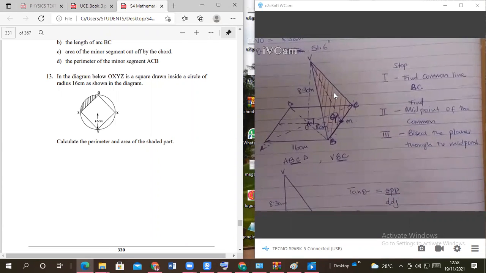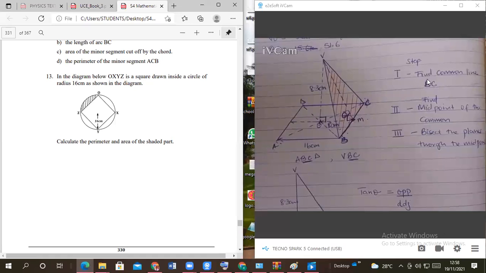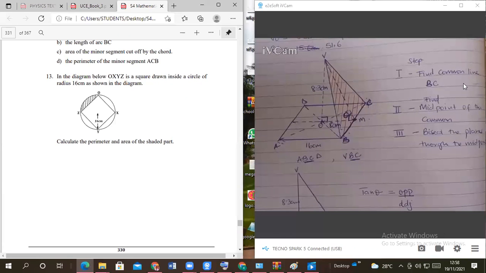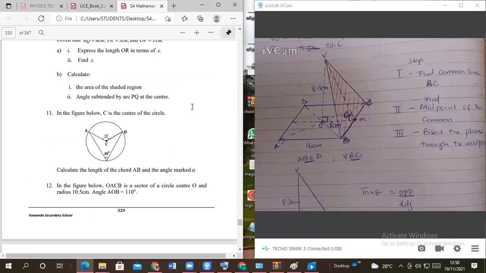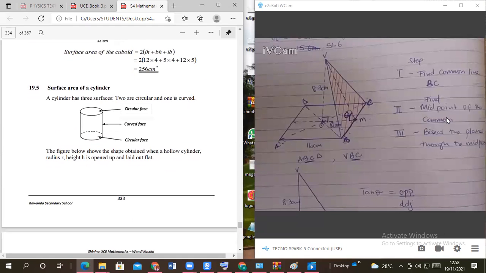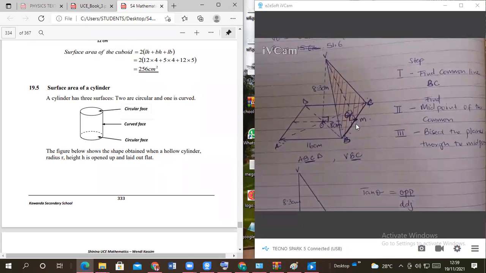Like this one, the angle between the planes, you have to first find the common line, okay? That is the first thing. The common line that those two planes share. Then afterwards, you find the midpoint of the common line. So the midpoint is there, M. And then you bisect each of the two planes, but the line that is bisecting them must pass through the midpoint.